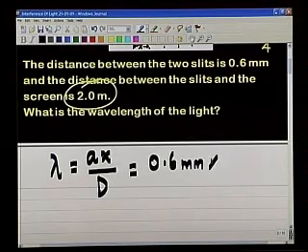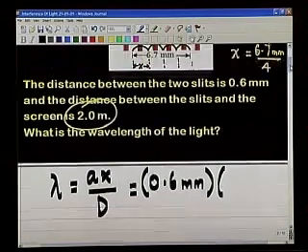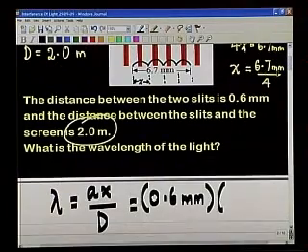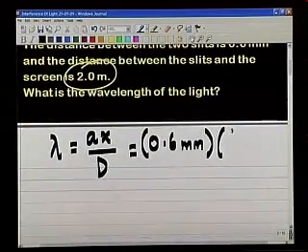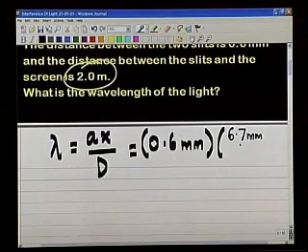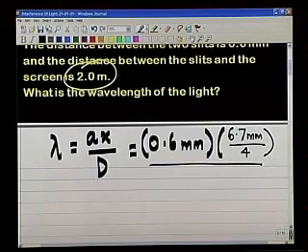Alright, I multiplied by x. I use a bracket. Okay, 0.6 multiplied by x. x is, look at here, what did I get? 6.7 mm divided by 4. Okay, and what do I have? Divided by D. D is 2.0 meters.